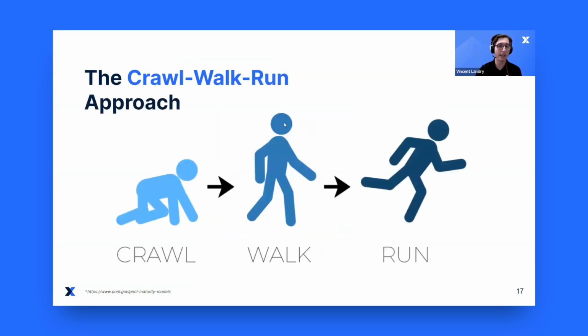The second one is the crawl, walk, run approach. This is something that every time I implement a site, this is something that I bring back. The crawl, walk, run approach. We need to crawl before we can walk. We need to walk before we can run. We cannot expect to have a perfect maintenance program from day one. I mean, this is just absolutely non-reasonable. We want to make sure that we start with the basics. We start simple, and then slowly we introduce and we improve our program.